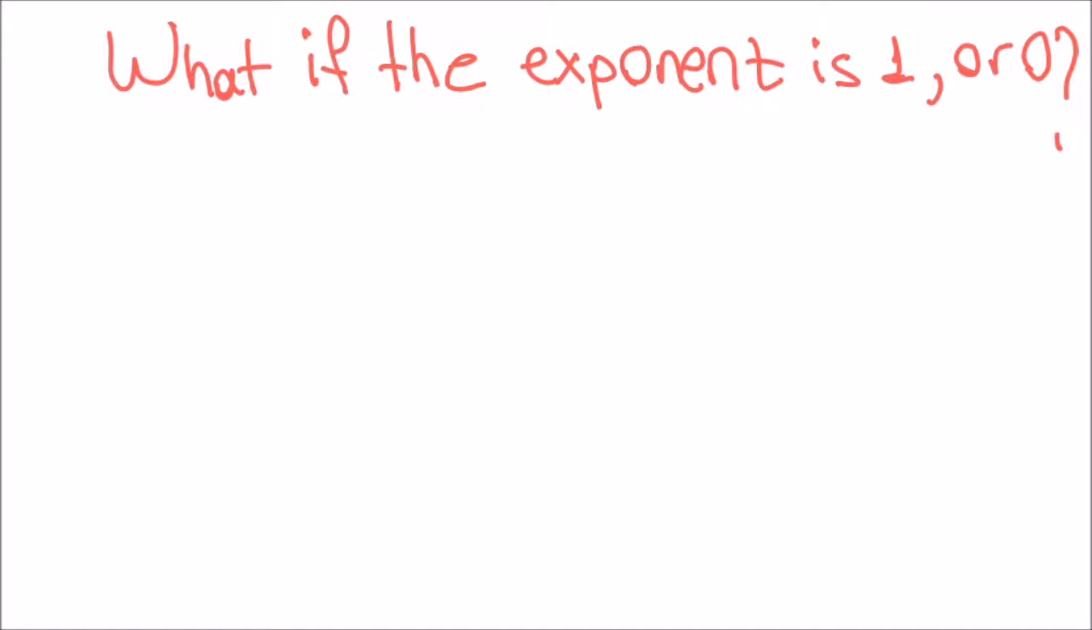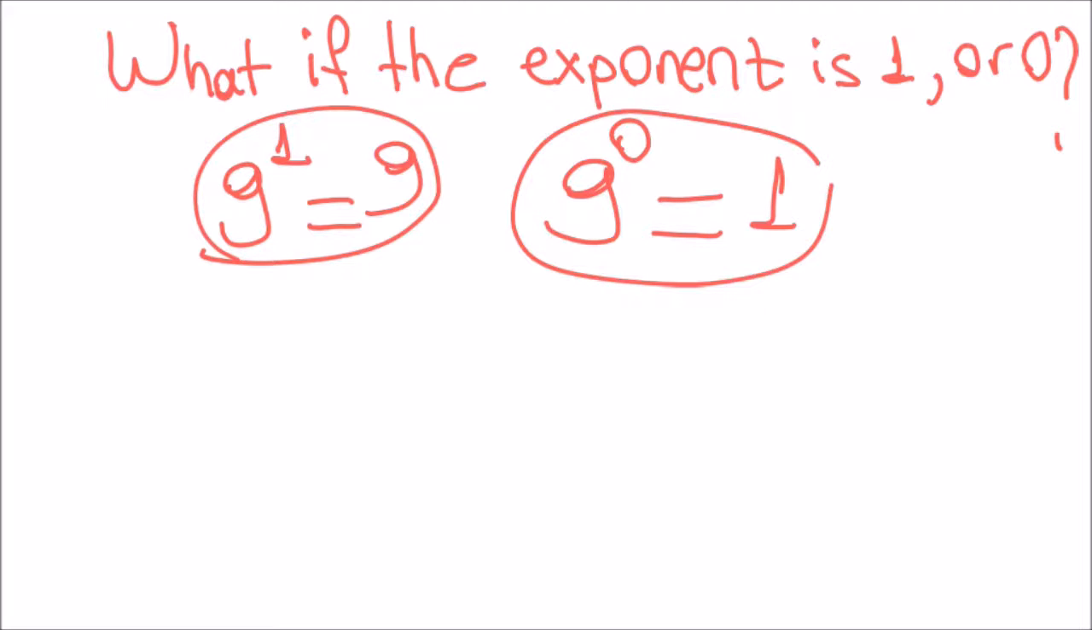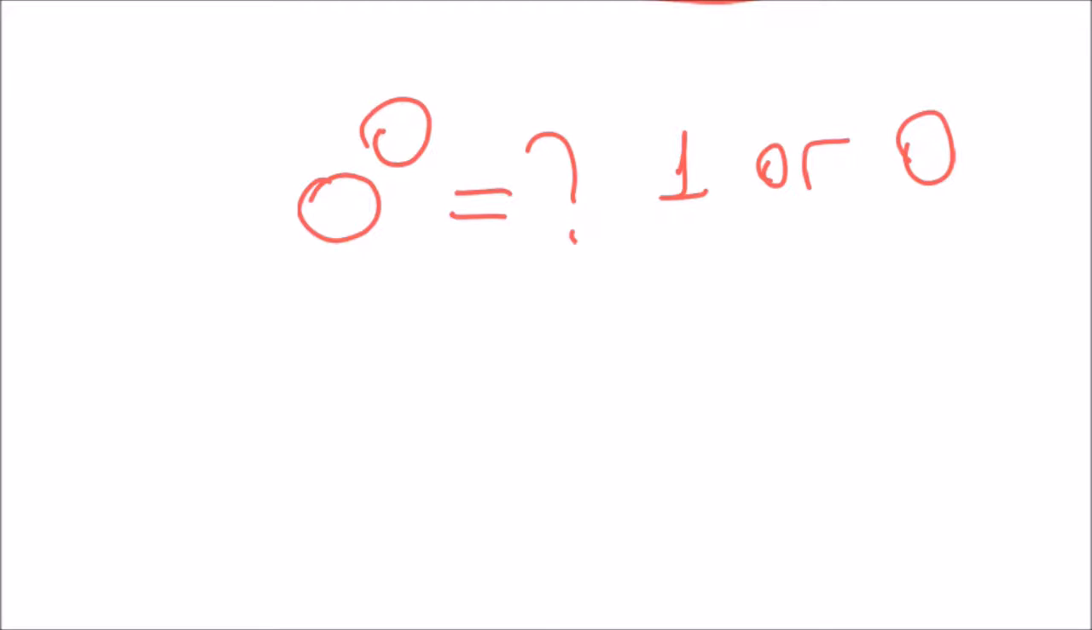What if the exponent is 1 or 0? If the exponent is 1, then you just have the number itself. For example, 9 power 1 equal to 9. If the exponent is 0, then you get 1. For example, 9 power 0 equal to 1. But what about 0 power 0? It could be either 1 or 0, and so people say it is indeterminate.